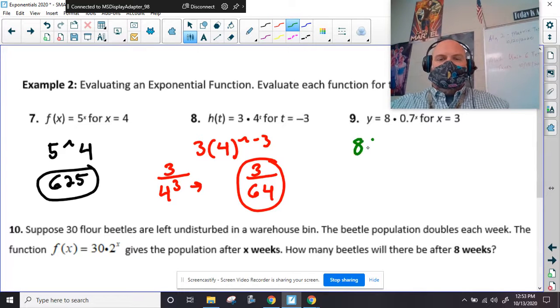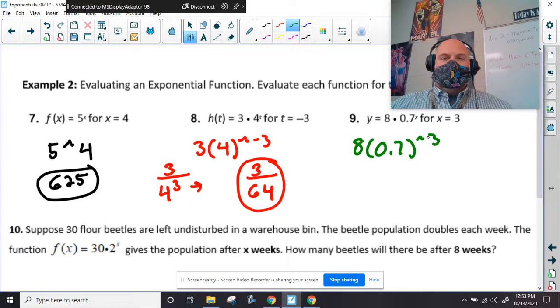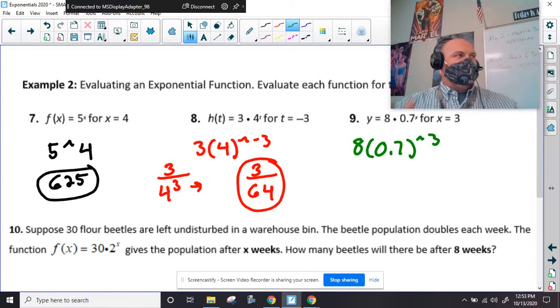Number 9, 8 parentheses 0.7 raised to the third power. Okay. And that's a little caret key. Y'all know what the caret key looks like, right? It looks like a little house, a little raise the roof button.